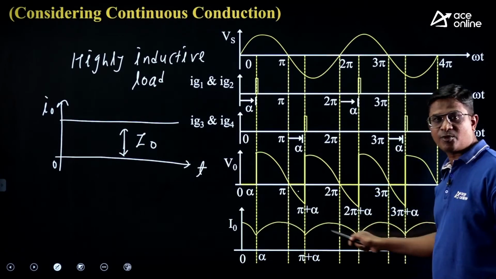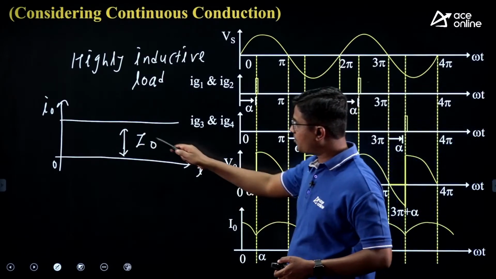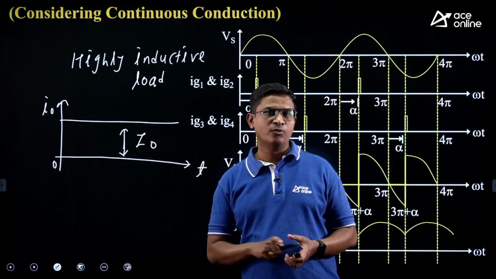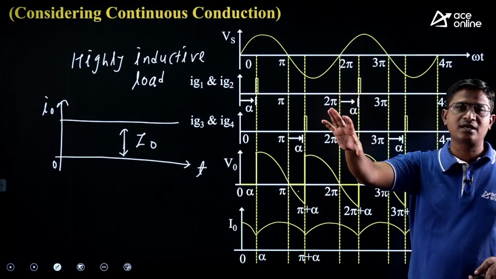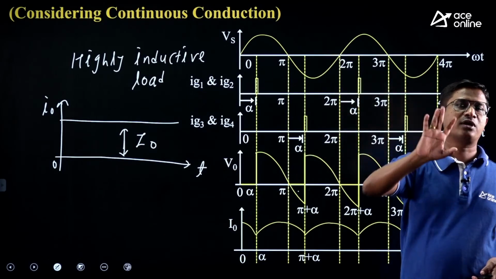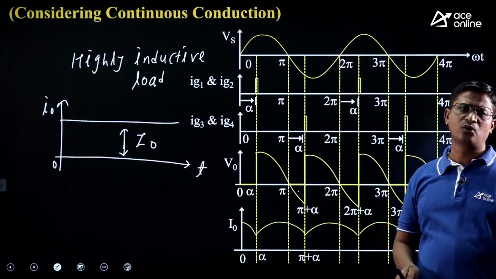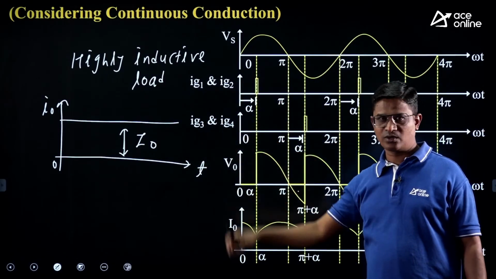This is a changing type of waveform. If my load inductor is high, I am getting this type of constant current waveform. The more the load inductor, the more the opposition offered by the inductor to change in current. So there is no change in the load current. The current flowing through the inductor is nothing but your load current, right?